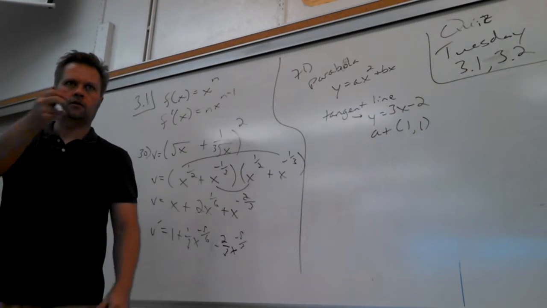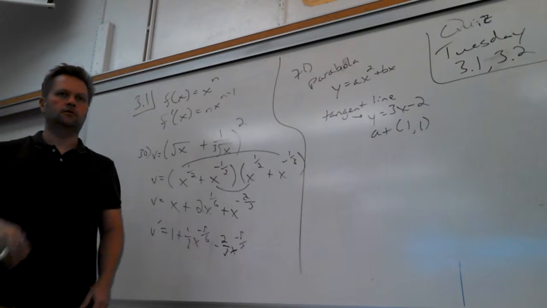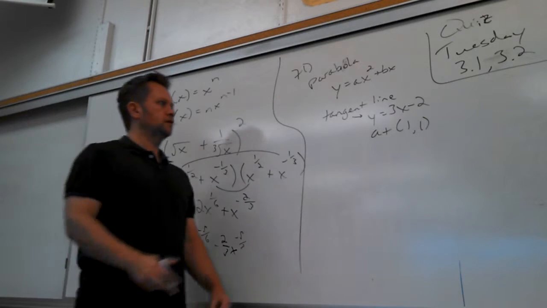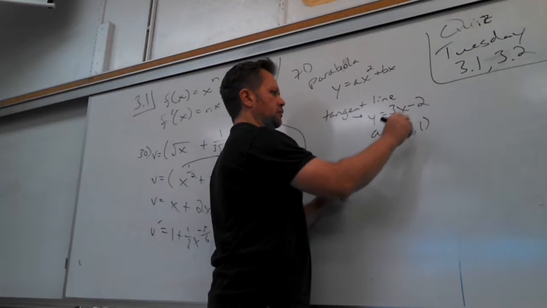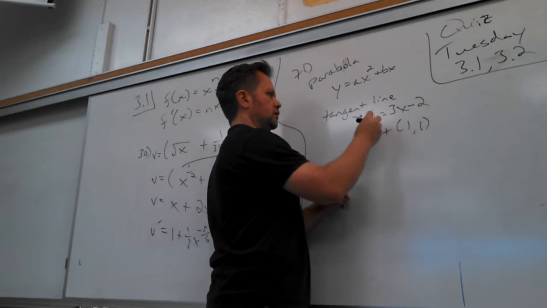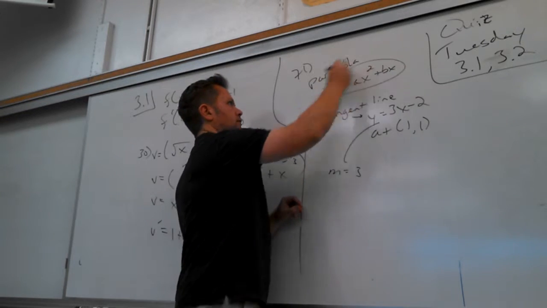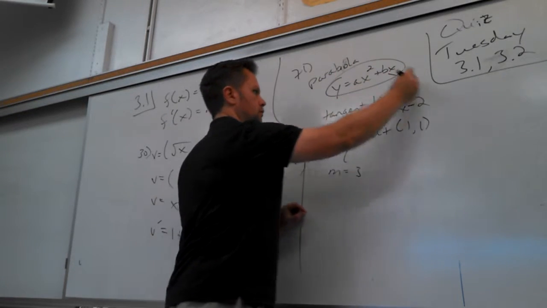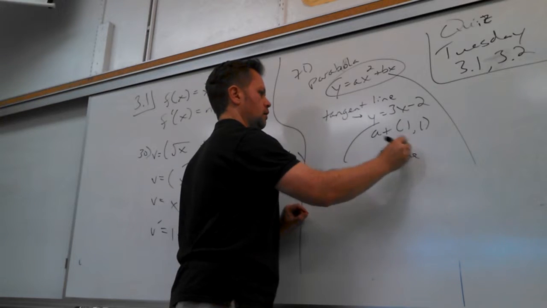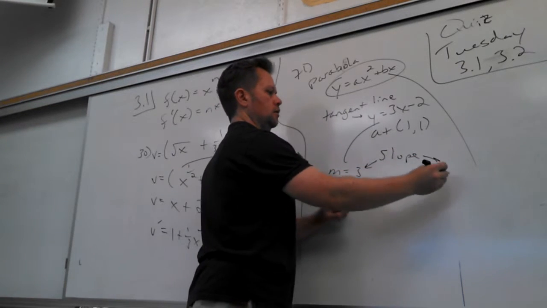Did they already give you your slope? Yes. So what's the slope of the tangent line supposed to be at the point we're interested in? 3. All right, so the slope's supposed to be 3. And what's the slope of my parabola in general? 2x. Isn't that so pretty?